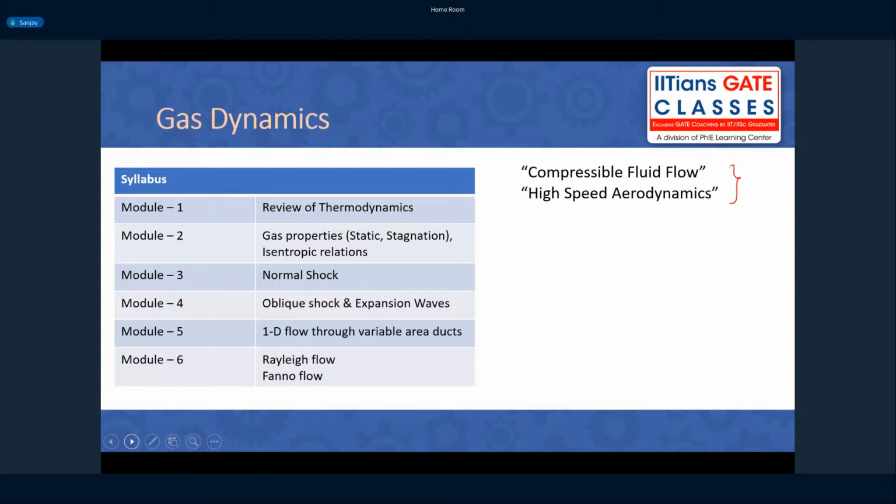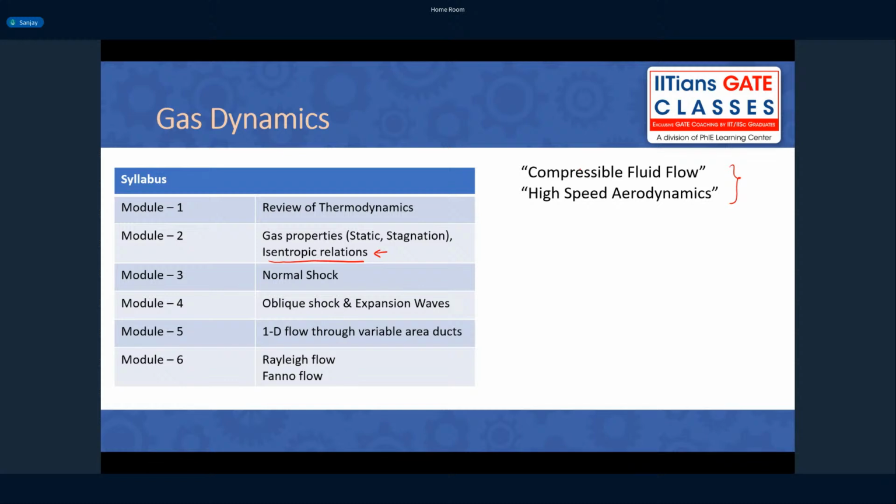Then we will look at gas properties. What are the basic properties of gas which dictate the flow through bodies or flow past bodies. There we will see isentropic relations. This is one of the most important parts in gas dynamics. We follow that an ideal process in gas dynamics is considered to be an isentropic process. So the name itself tells you that the process is going to be of constant entropy. The entropy will not change throughout the process.